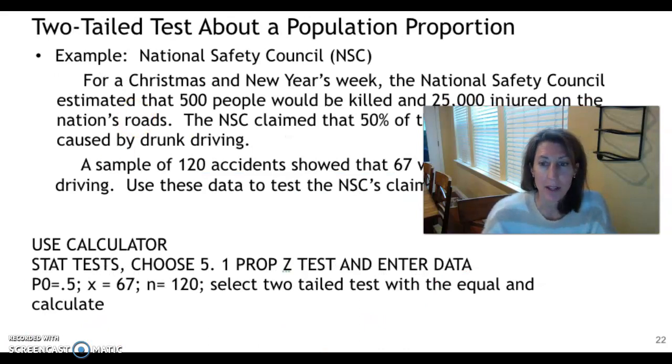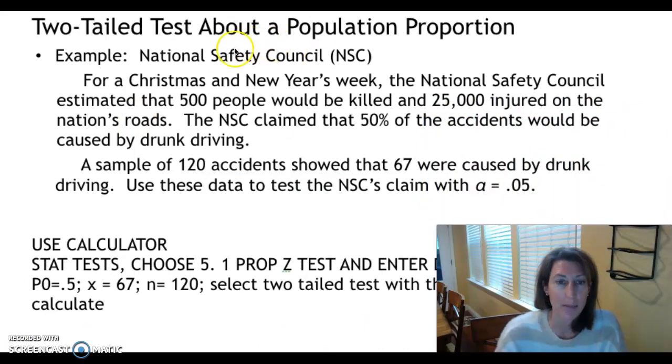Here's a problem. Let's say that we've got this National Safety Council and they are estimating 500 people will be killed, yikes, and 25,000 injured on the nation's roads on Christmas and New Year's. They claim 50% of the accidents would be caused by drunk driving. So here's the percent. We're going to do a proportion. Here's our sample: 120 accidents show that 67 were caused by drunk drivers. So we're going to go ahead and test this at an alpha of 0.05.